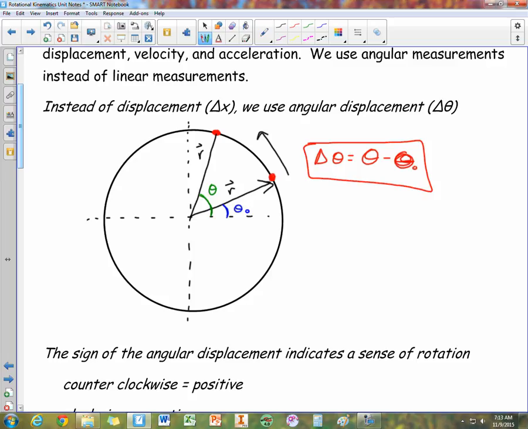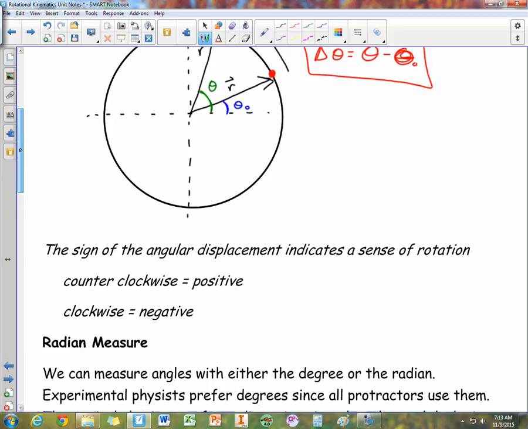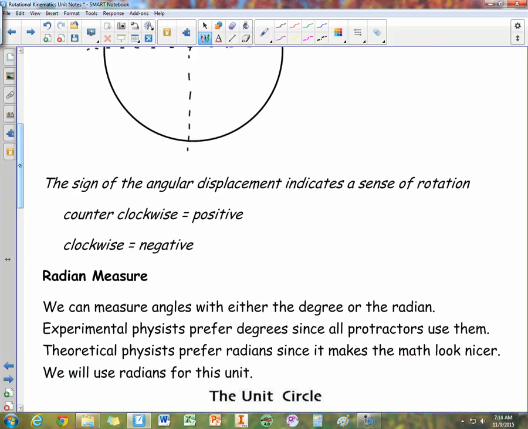Now, with the linear kinematics, we had to worry about direction since we had a lot of vectors. And here we do have direction as well. Basically, what we're going to say is that everything that moves counterclockwise is positive, and everything that moves clockwise will be negative. So if the angular displacement is counterclockwise, that's going to be a positive angular displacement, and if the angular displacement is clockwise, it'll be a negative angular displacement.